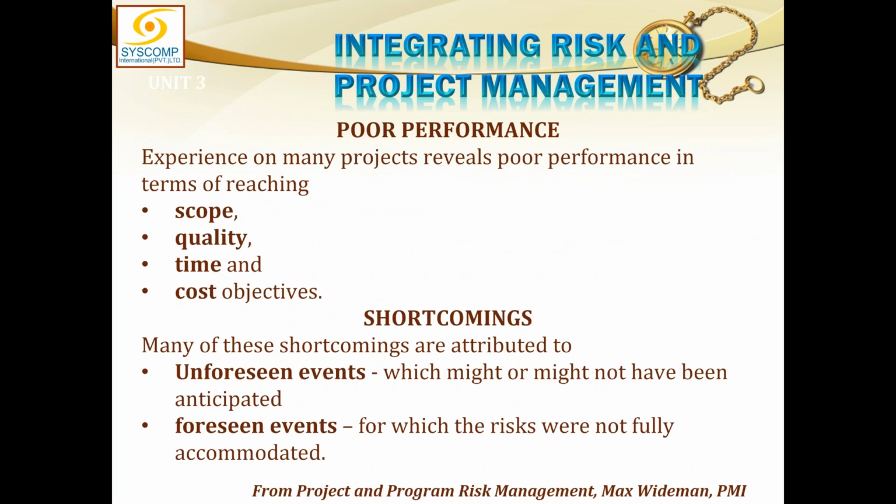Experience on many projects reveals poor performance in terms of reaching scope, quality, time, and cost objectives. So if you are not meeting these objectives, your performance is definitely not good. Many of these shortcomings are attributed to unforeseen events and foreseen events. Unforeseen events are your risks, which might or might not have been anticipated, and foreseen events are those for which risks were not fully accommodated. You knew this thing was going to happen, but you did not conceive the uncertainty of that event.